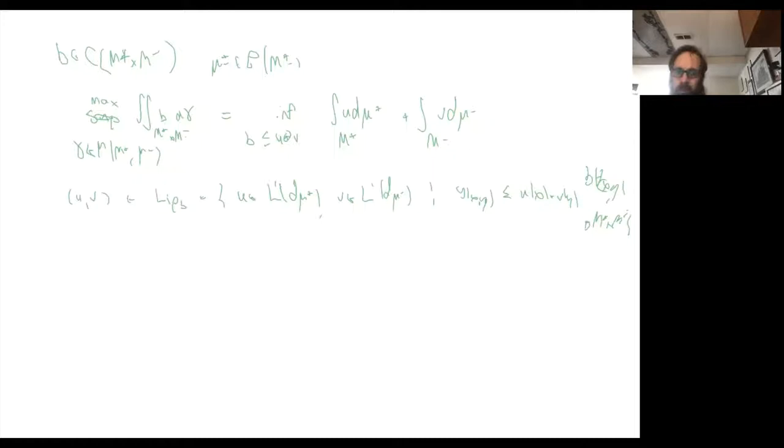So the proof is basically: step one is the max is attained, which we argued last class. And step two, which we also argued last class, is that the support of gamma, which is the smallest closed set of full mass, has this b-cyclical monotonicity property.